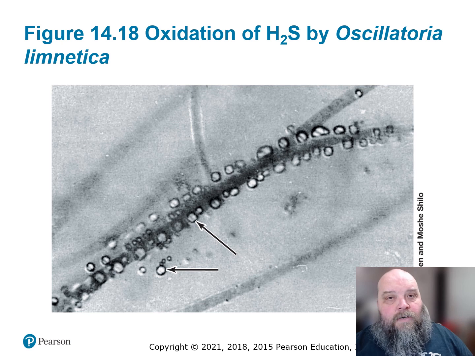The splitting of hydrogen sulfide by this bacteria, Oscillatoria limnetica. So it's going and splitting hydrogen sulfide, and here is the byproduct, which in plants that would be oxygen bubbles. Here it is sulfur bubbles, S2.